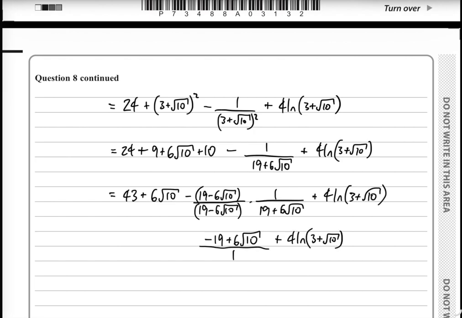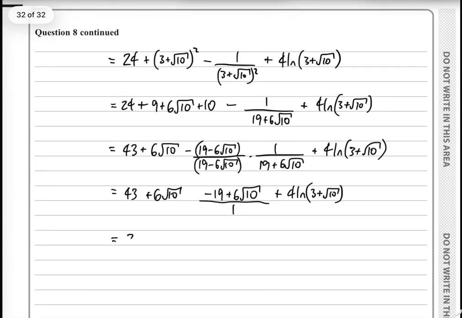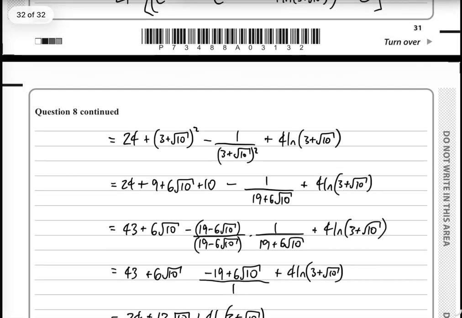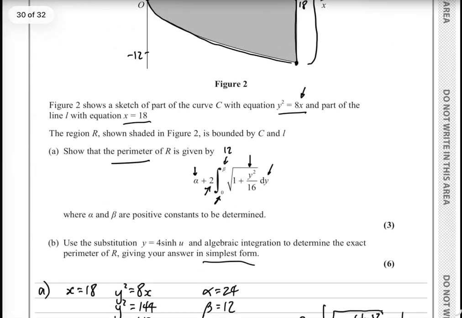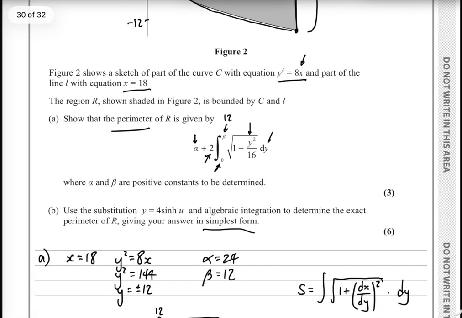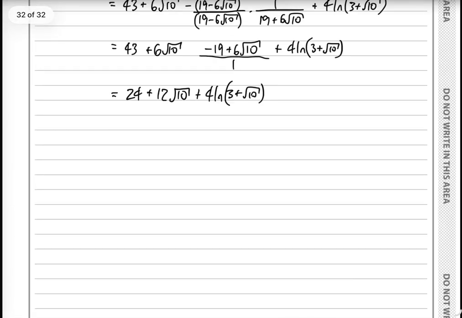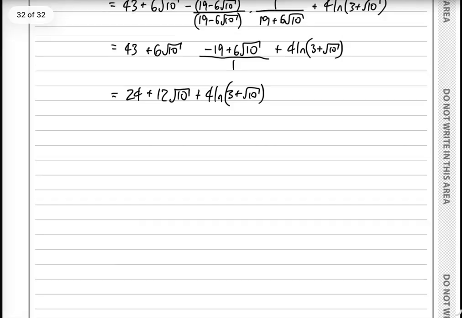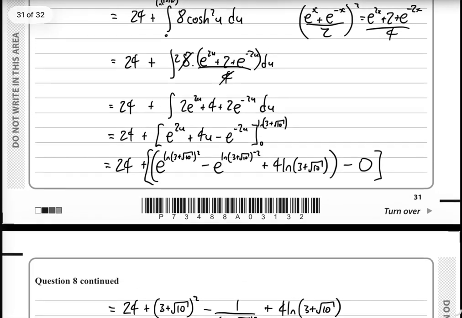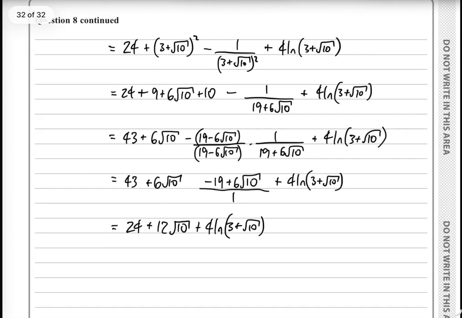Nearly there. That will take that back down to 24. Now there's 12 root 10s and 4 log 3 plus root 10. Quite a lot of simplifying at the end there, but I think that's the end of the paper. Part B finished. Yes. Oh, we got to the last page. I don't often use the final page of an exam, but I hope that has been helpful for you.